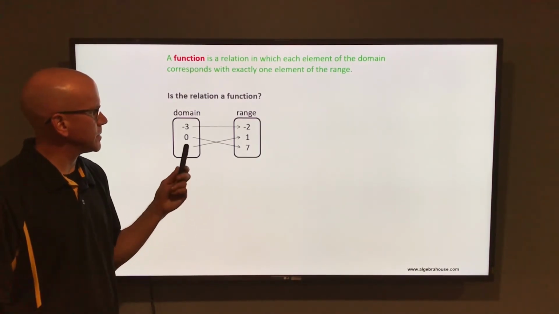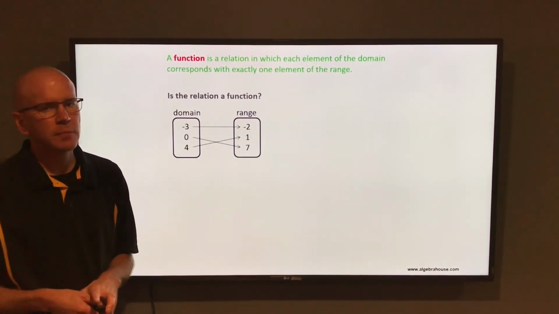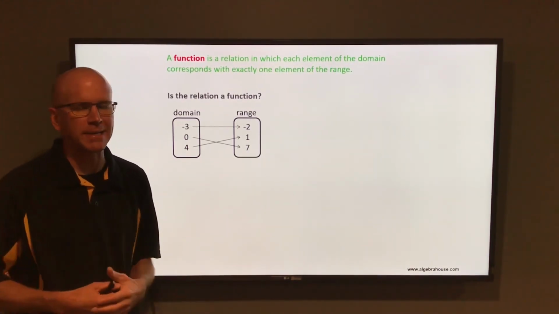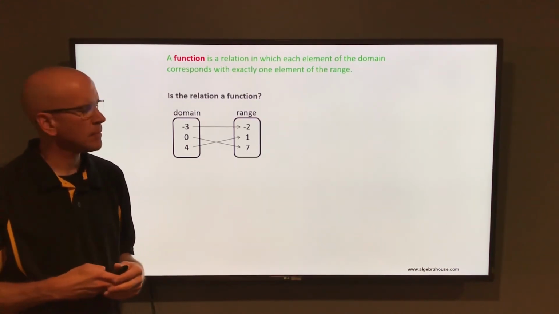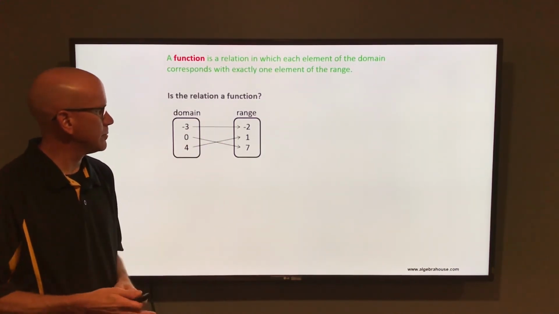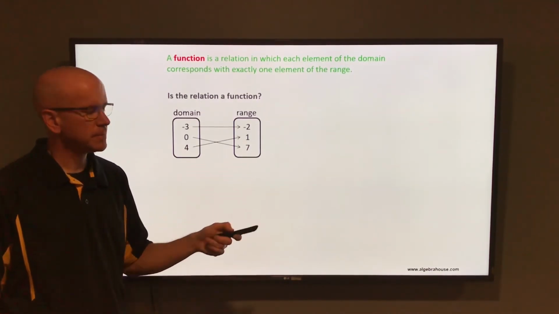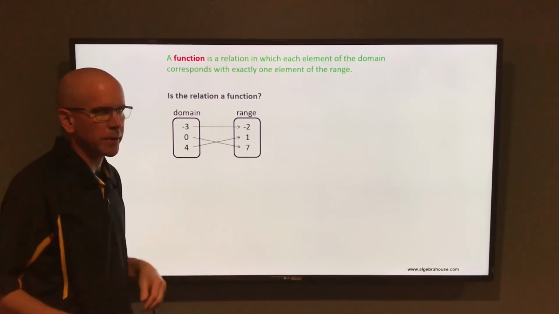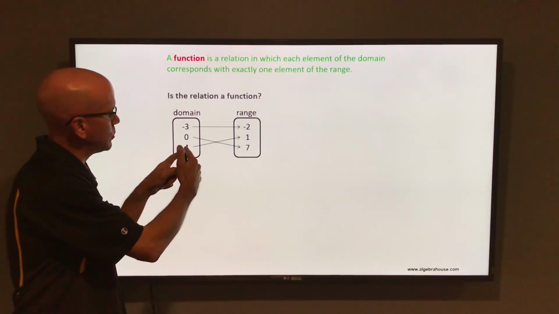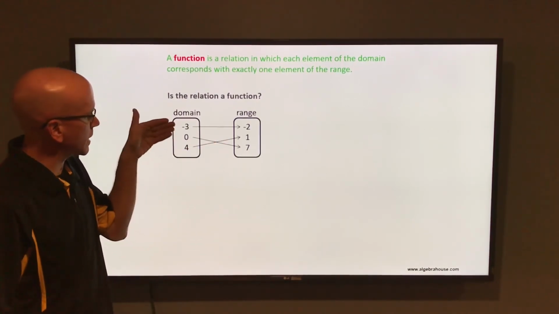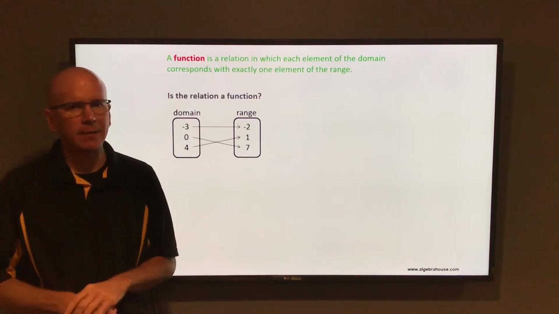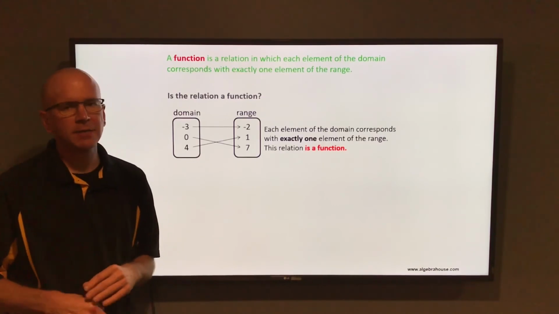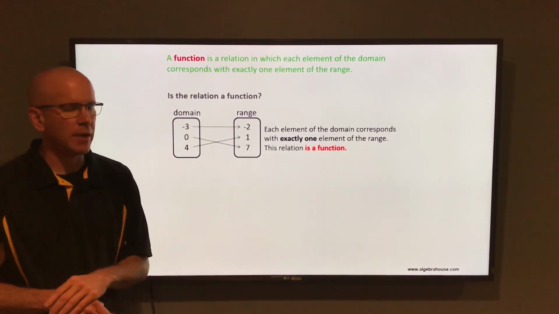You're asked, is this relation a function? Does each x value match up with or point to or correspond with exactly one y value? So the -3 points to the -2, the 0 points to the 7, and the 4 points to the 1. In other words, you input -3, you get an output of -2. You input 0, you get an output of 7. You input 4, you get an output of 1. Well, each x value matches up with or points to exactly one y value. So to answer the question, yes, that is a function. Each x value matches up with exactly one y value.